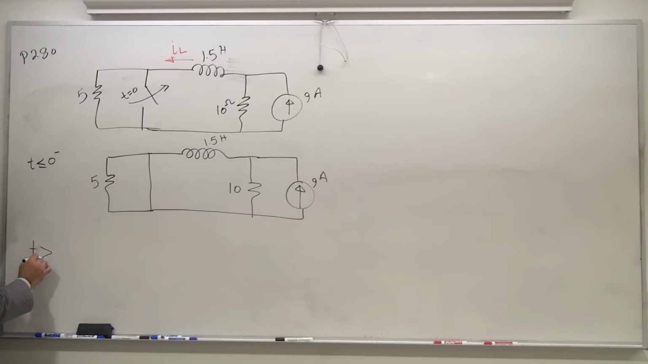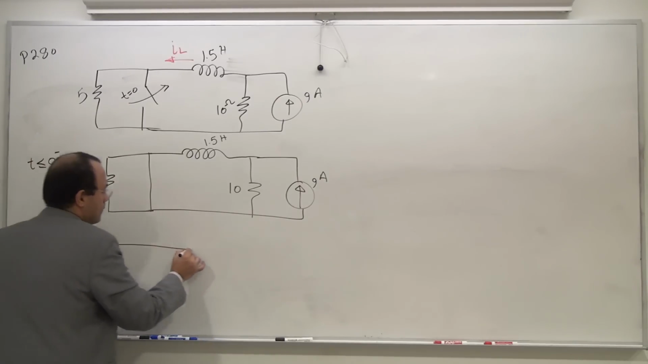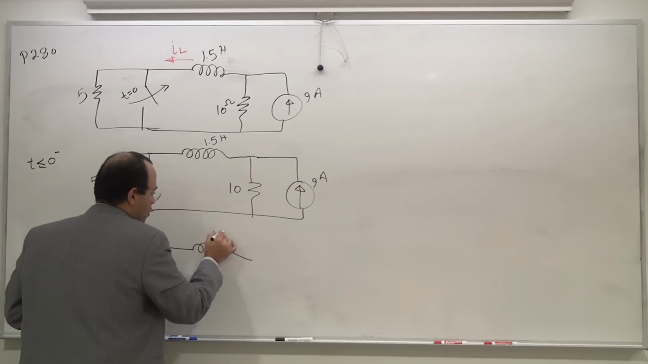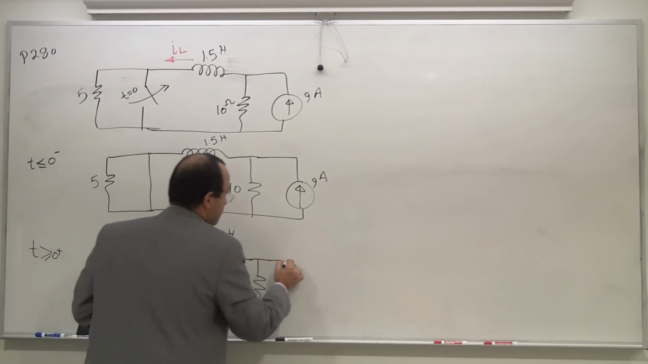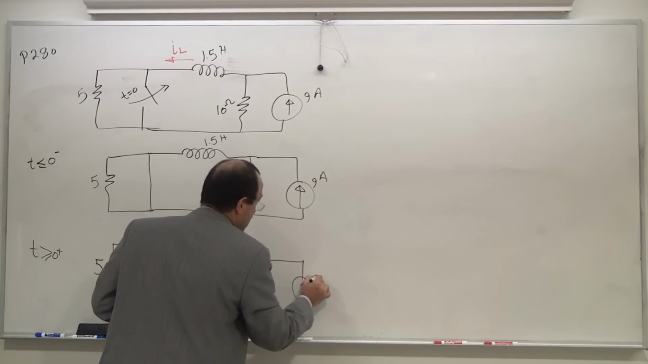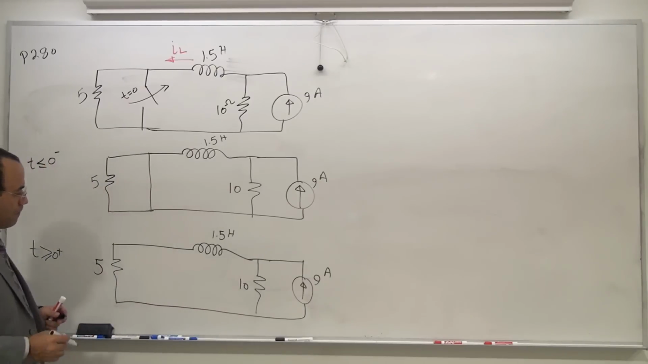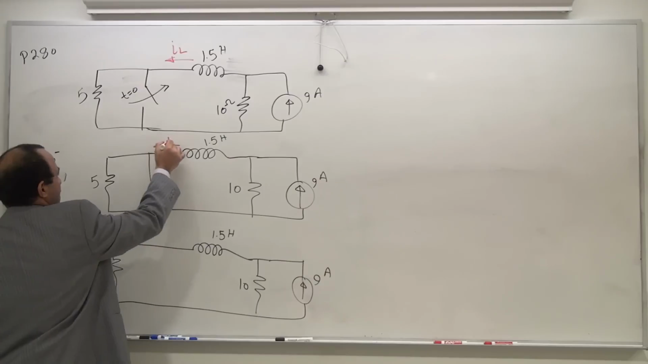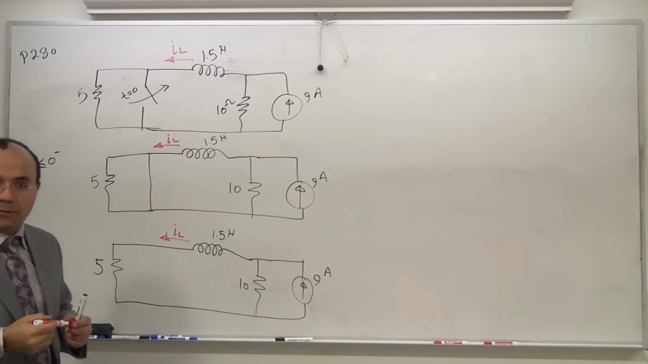For t greater than or equal to 0 plus, what do I have? The switch is now open, the 5 ohm is actually back in the swing, so this is 5 ohm, 1.5 Henry, 10 ohm, 9 amp. What is my variable of interest? This is the direction assigned to me in terms of IL. That's what I'm trying to find.